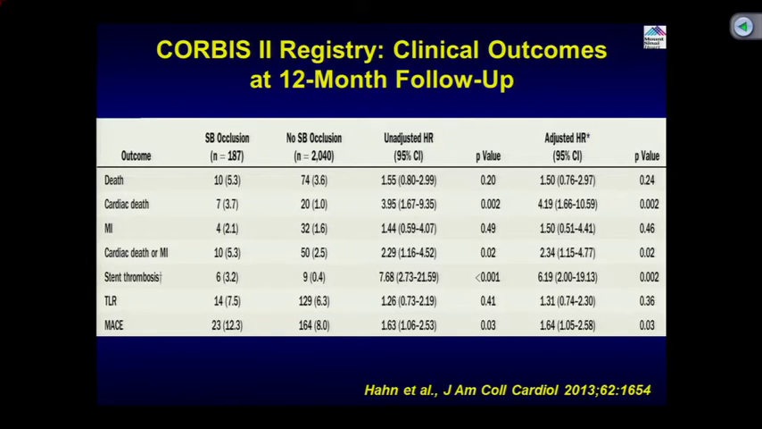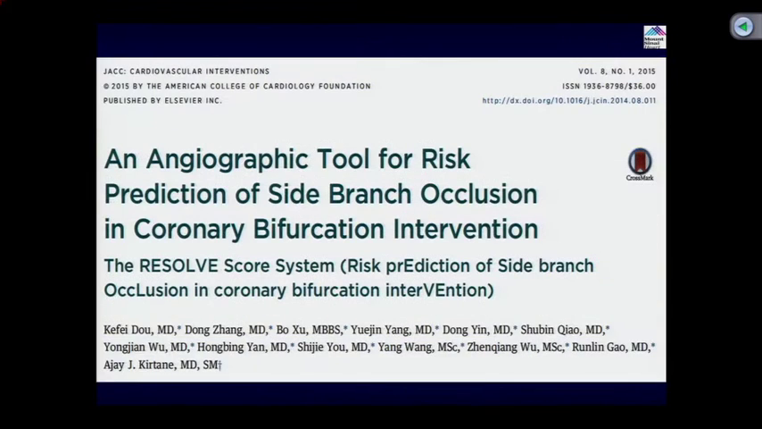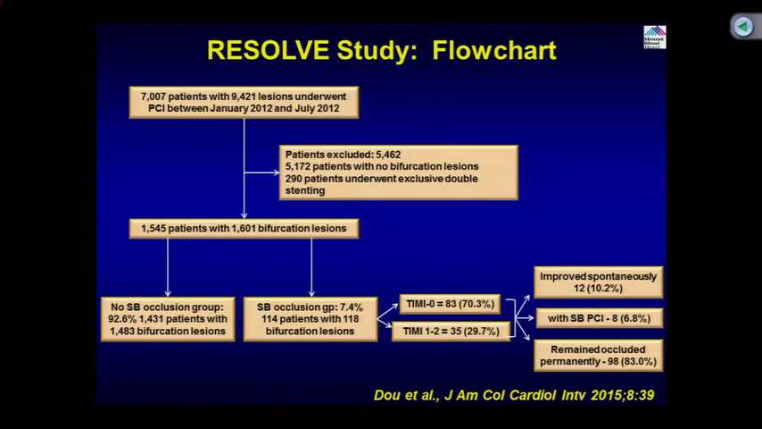Now they have presented the 3-year data, similar type of results, but more importantly, I wanted to give you the latest one, and that is they came up with the RESOLVE scoring system of the 1600 patients with an angiographic tool for risk prediction of side branch occlusion in coronary bifurcation intervention. And it's very interesting that of the 1600, no side branch occlusion occurred in 1431, meaning about 93%. 7% had side branch occlusion, so 114 patients with 118 bifurcation lesions, and of them, the majority were TIMI 0 flow, 70%, and about 30% were TIMI 1 or 2.